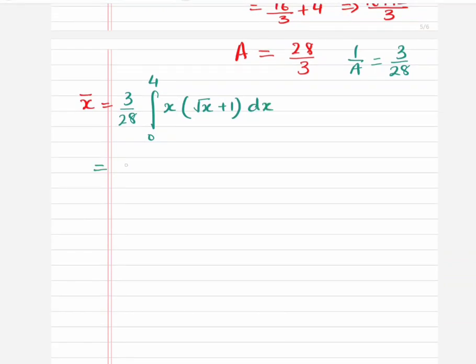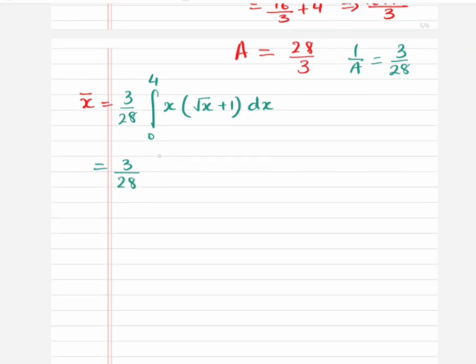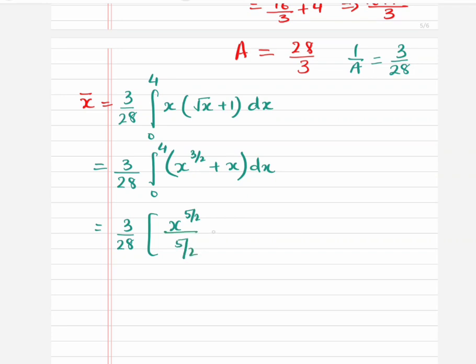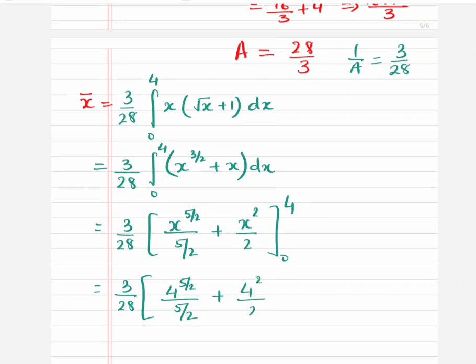All right, so now that is going to give us 3 over 28 times the integral. Let's expand the bracket first. That gives x to the 3 over 2 plus x dx. And now we are going to integrate that. x to the 5 over 2 over 5 over 2 plus x squared over 2, from 0 to 4, times 3 over 28. Now when we put in the value 4, it's going to be 4 to the 5 over 2 over 5 over 2 plus 4 squared over 2, and if we substitute 0, it's going to give us 0.